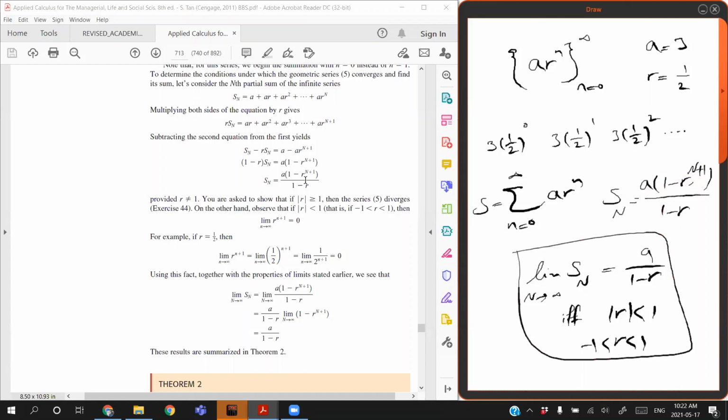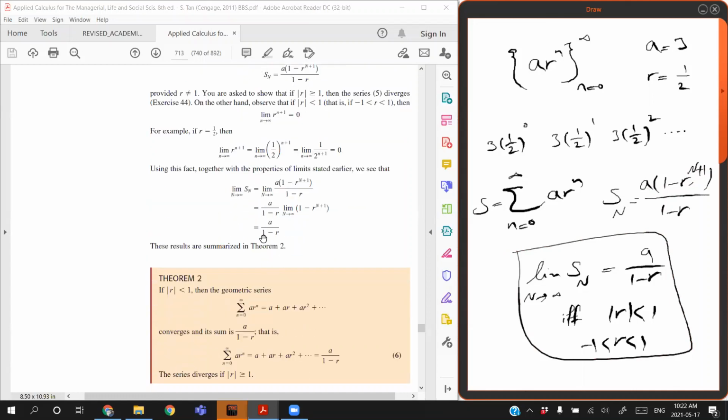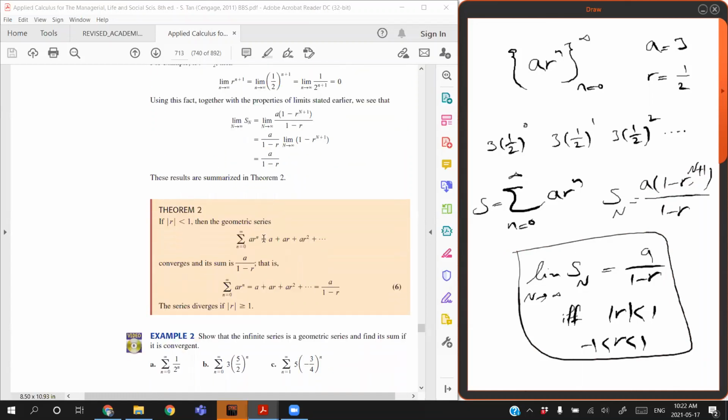So we had this theorem here for geometric series. The moment you see that r, the common ratio, is between -1 and 1, the series converges to a over 1 minus r, and otherwise the series diverges.